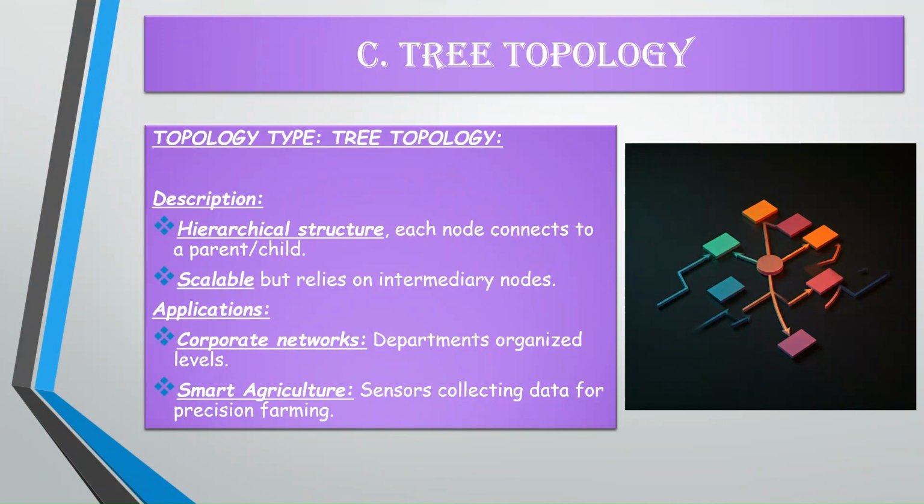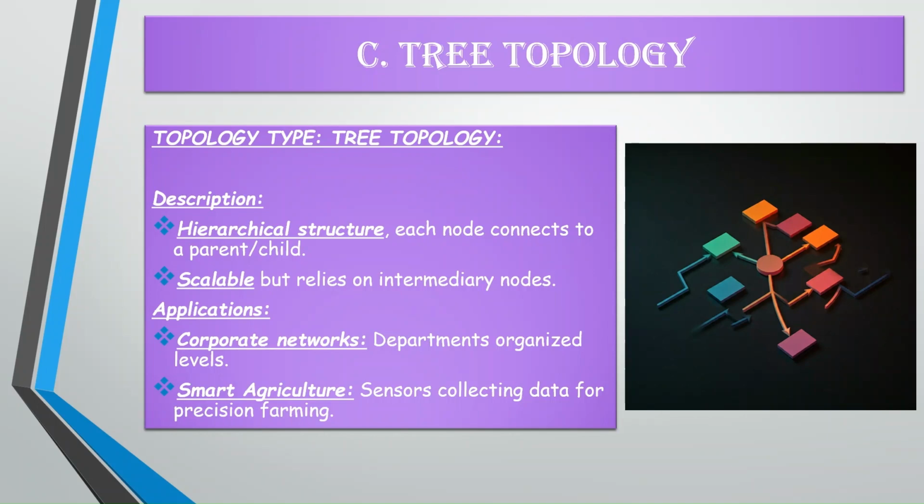The tree topology can be expanded by adding more branches and nodes, making it suitable for large-scale IoT deployments. Dependency on root node: the root node plays a critical role in managing communication and data flow, making it a single point of failure. Common applications of the tree topology include corporate networks.